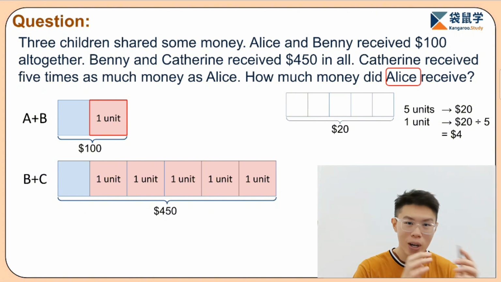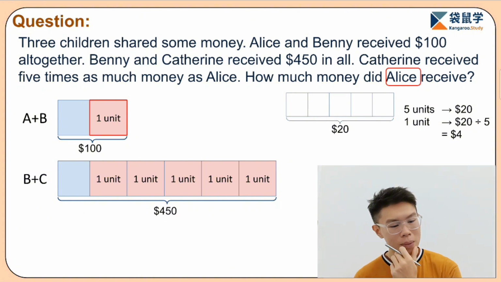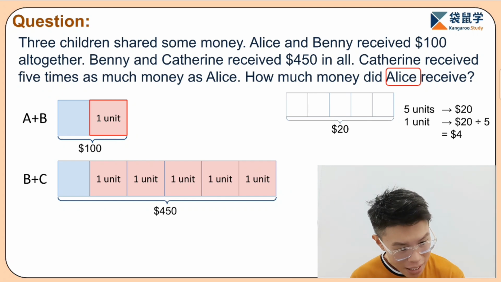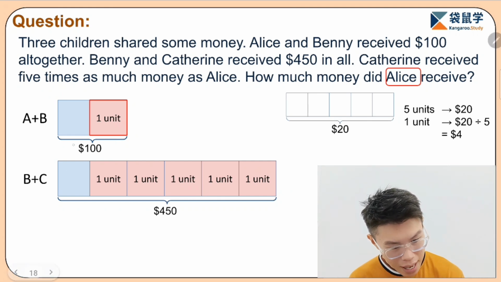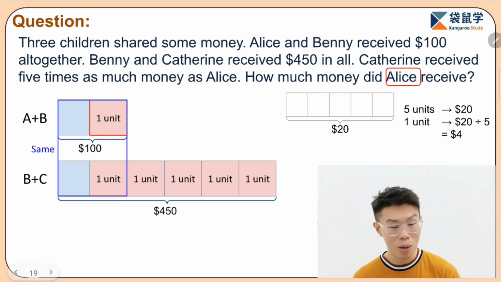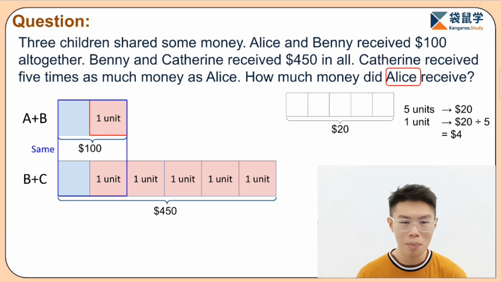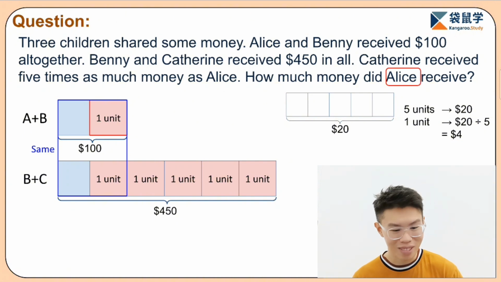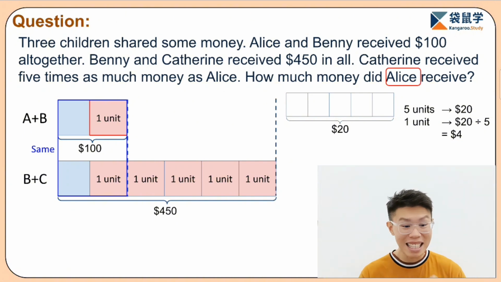So back to the question. We scan from the left. Here, Benny is the same part in both groups. And then between Alice and Catherine, they share 1 unit they have in common. So we can mark the same parts. Remind ourselves, so where is the different part? We can see very clearly. How many units are there? That's 4 units, right? Do we know the value for these 4 units?